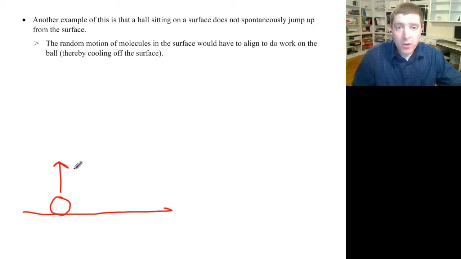It may happen with a single molecule or with a small collection of molecules, but with something on the macro scale, like a ball, there are way too many molecules, it's just not going to happen randomly. Also, if all of the random motion of the molecules in the surface did happen to align to do work on the ball, and the ball then leaves the surface, what this means is that kinetic energy is leaving that surface and being transferred to the ball. That would mean that the surface would be cooled off in that process. And that's a non-spontaneous process.